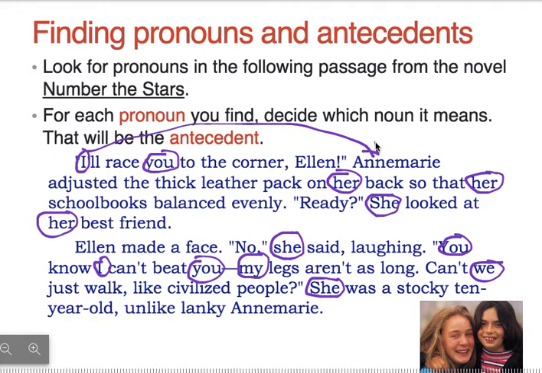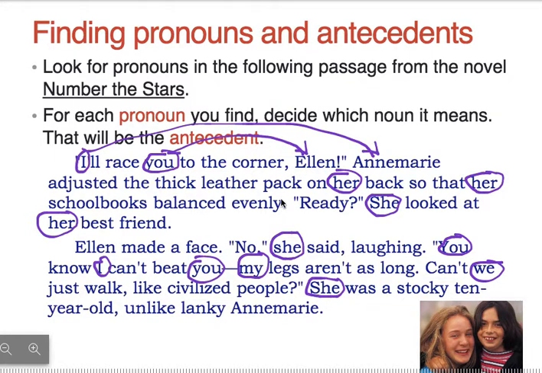So we know who I is referring to, which is good. Then you. Anne-Marie is talking to someone. She's saying, "I'll race you to the corner, Ellen." So you must be Ellen. The pronoun I has the antecedent Anne-Marie, and the pronoun you has the antecedent Ellen. So we're going to keep going.